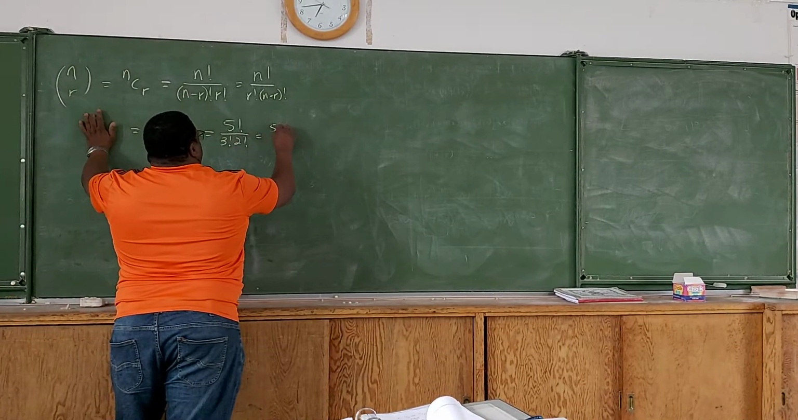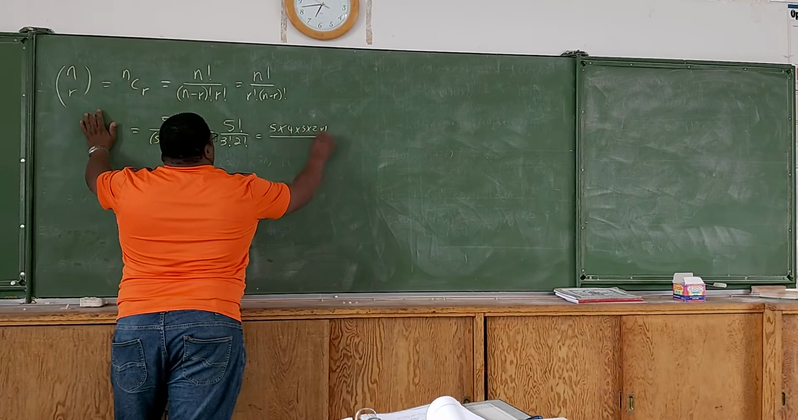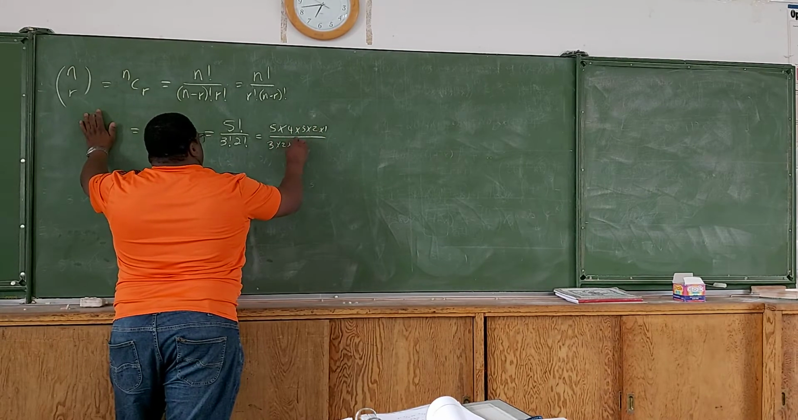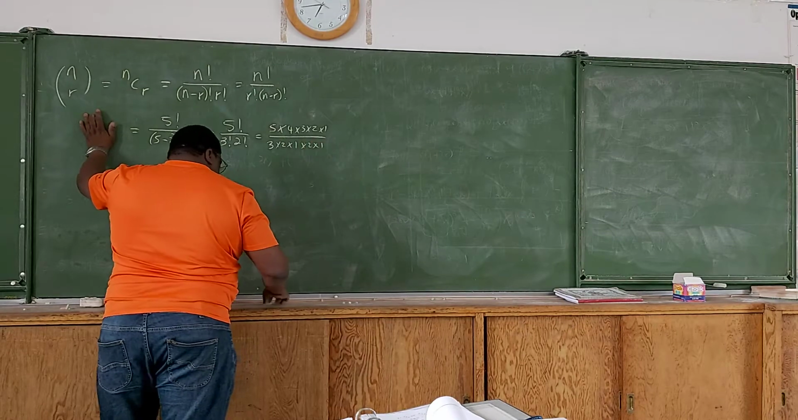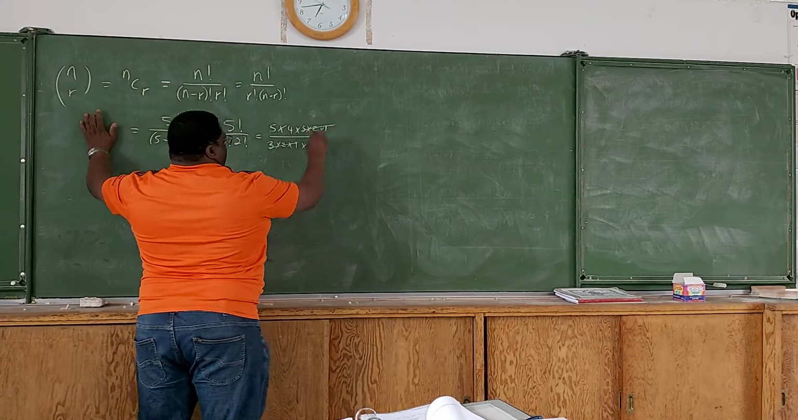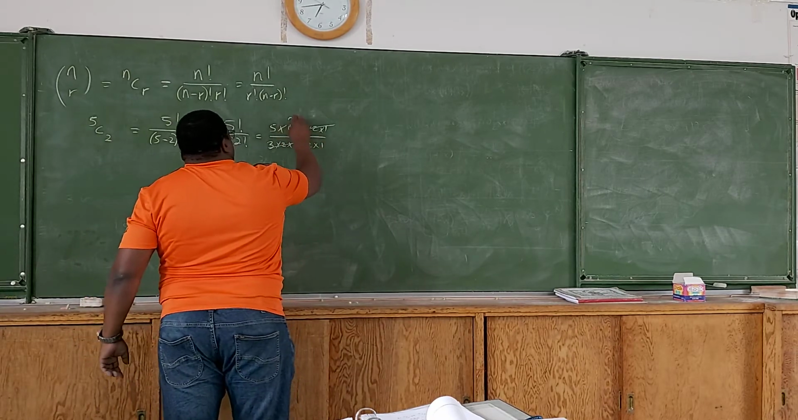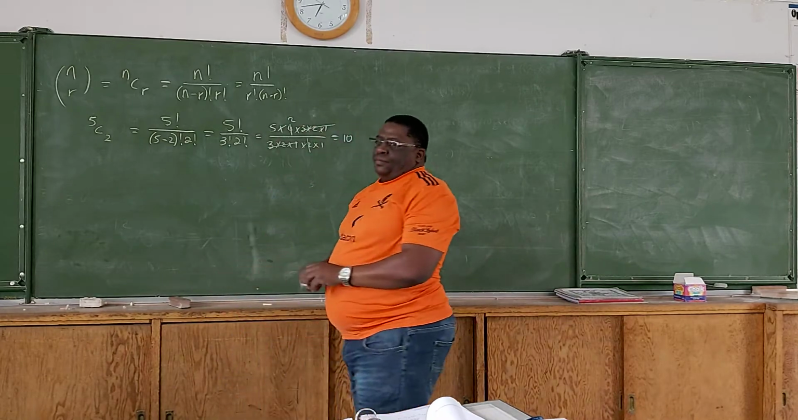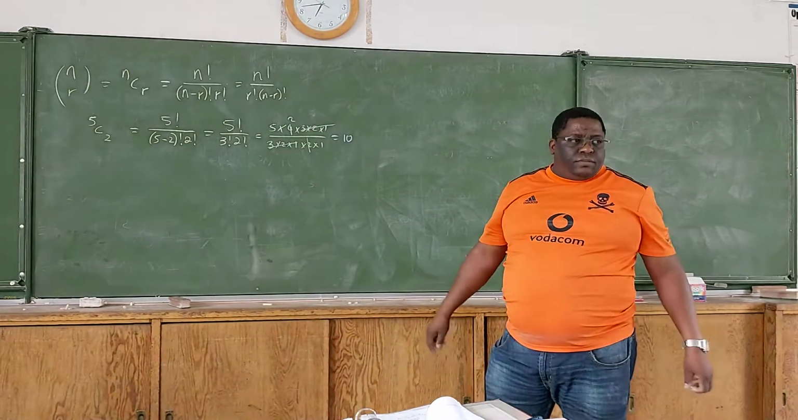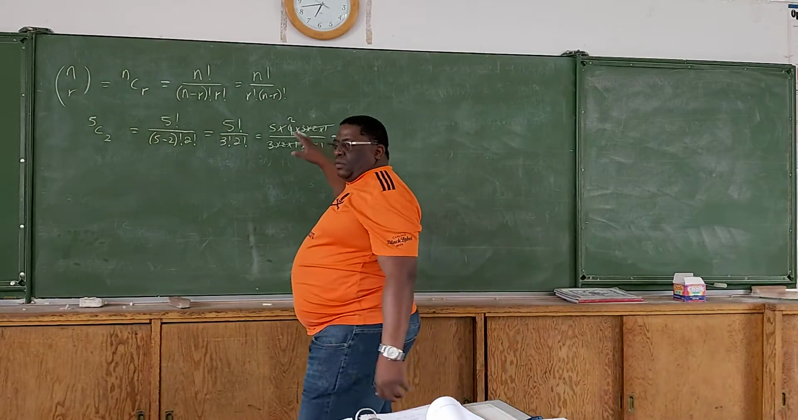But anyway, this becomes here 5 times 4 times 3 times 2 times 1, all over 3 times 2 times 1 times 2 times 1. Then the 3 times 2 times 1 cancel. Can you see that? 2 goes here once and 2 goes there 2 times. 5 times 2, the answer is 10. Does that make sense? This is normal.